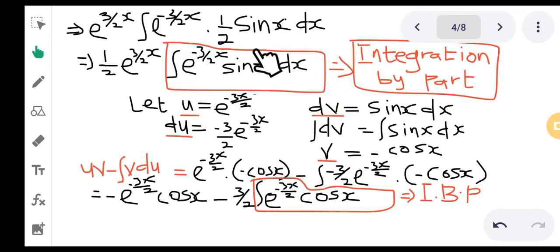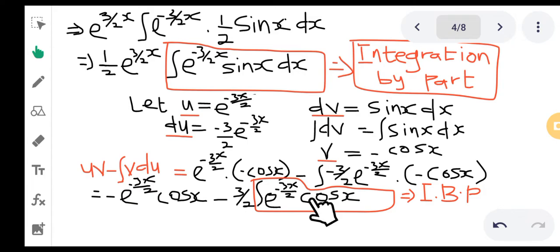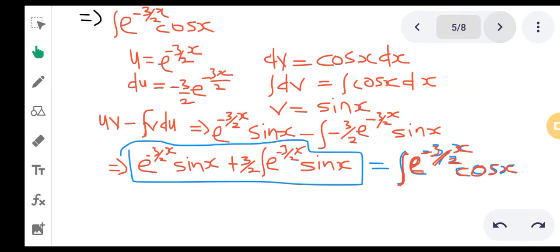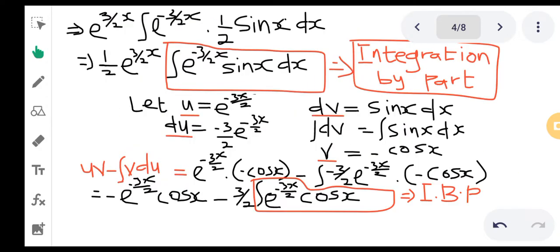So we know that the whole of this gave us this, and we further integrated this. Then we had this. So we just come to make a substitution here. It means wherever you see the integral of cos x, you are going to make this substitution there. So that's what I've done here. So the integral of e to the minus 3 over 2x sin x is going to get minus e to the minus 3 over 2x cos x minus, so this one, minus e to the minus 3 over 2x cos x minus the 3 over 2, and that 3 over 2 is multiplying the whole of this.